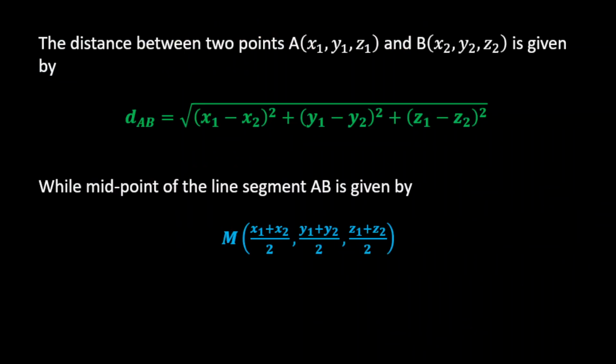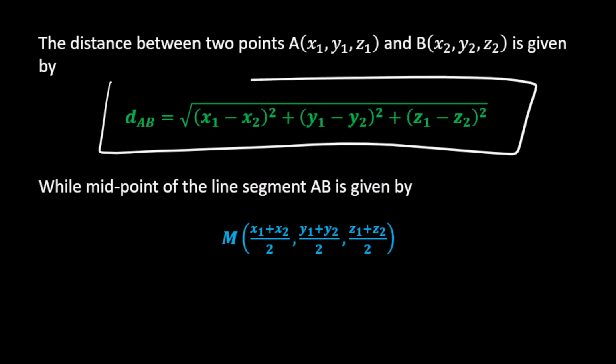The distance between two points A and B is given by the distance formula. So here the distance formula is given by this: square root of (x1 minus x2) whole square plus (y1 minus y2) whole square plus (z1 minus z2) whole square. This is the distance formula. We have already done the distance formula in Cartesian plane. So in three-dimensional space, the distance formula is given by this.